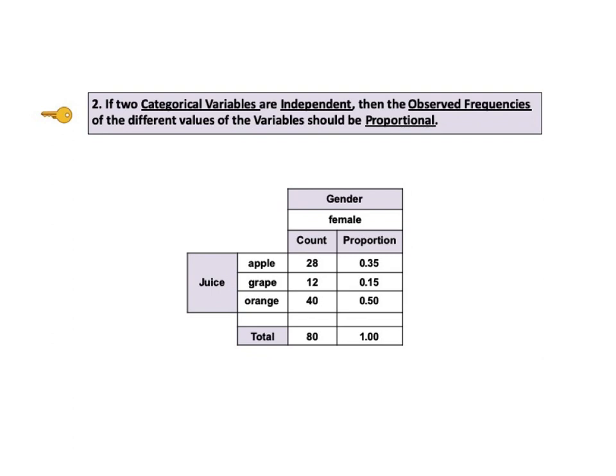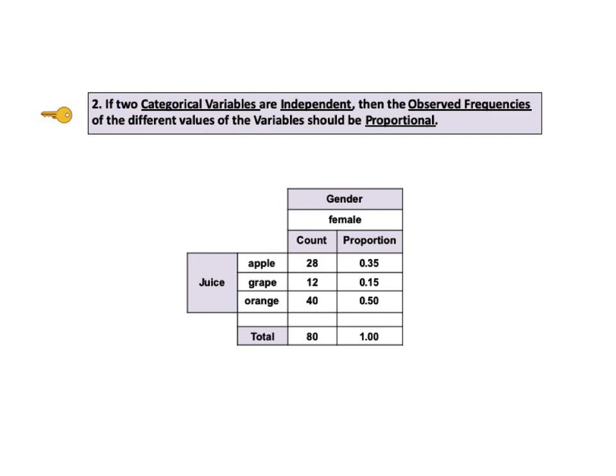Let's say we surveyed 80 females and recorded their juice preference in the table shown. This is the beginning of the contingency table. It is so named because we're trying to determine whether the counts for one categorical variable, e.g. juice, are dependent on the value of the other variable, for example, gender.